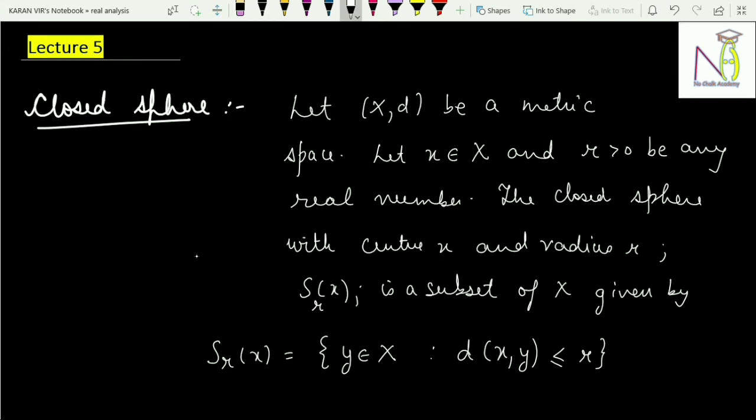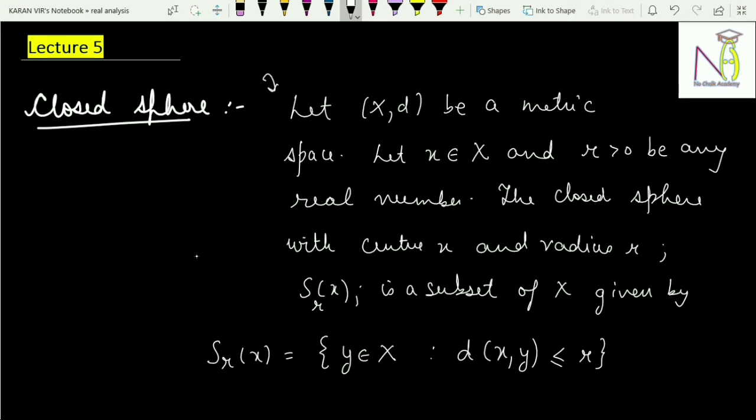In this video lecture, I will be discussing the concept of closed spheres. In my previous video lecture, I explained in detail the concept of an open sphere, and this concept is on similar lines, right? So let us read the definition of a closed sphere.